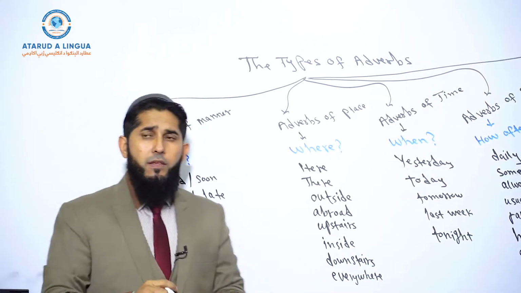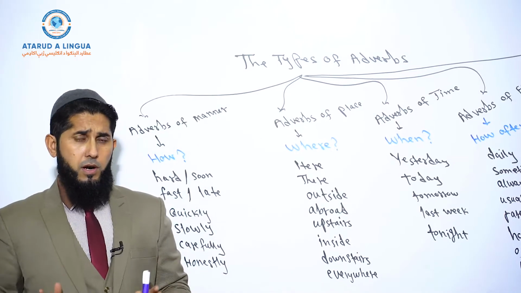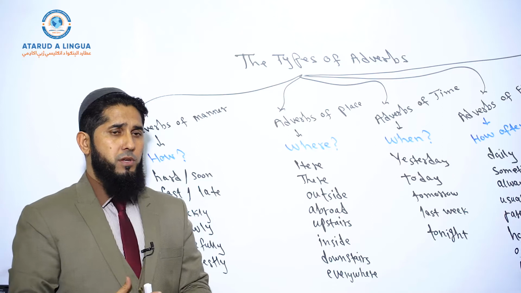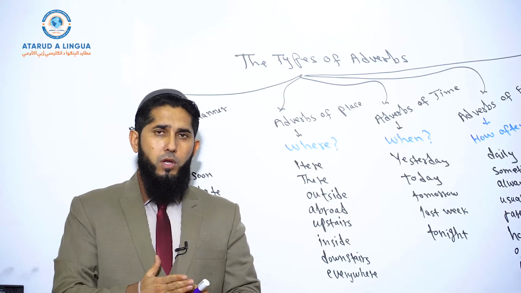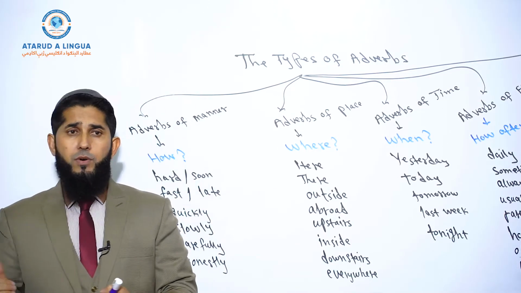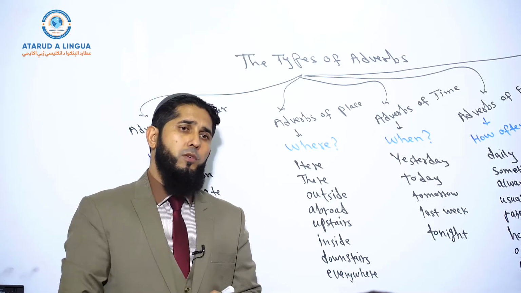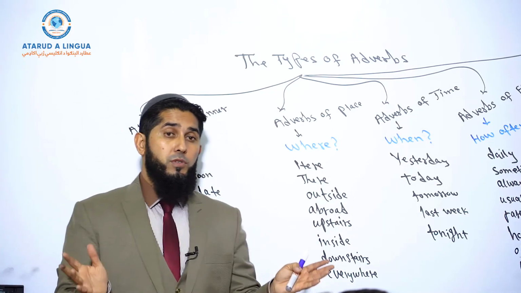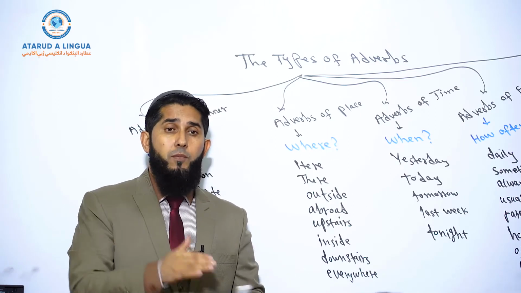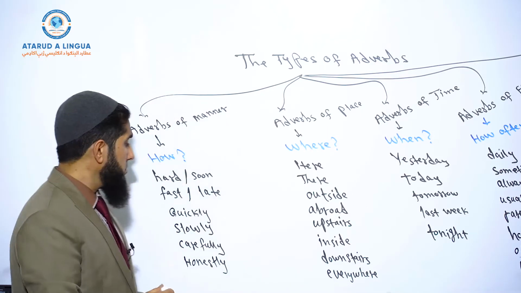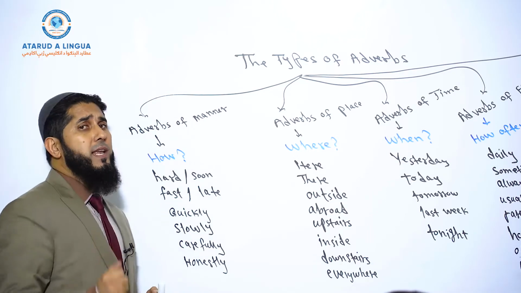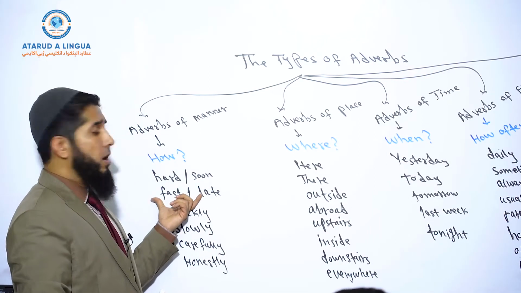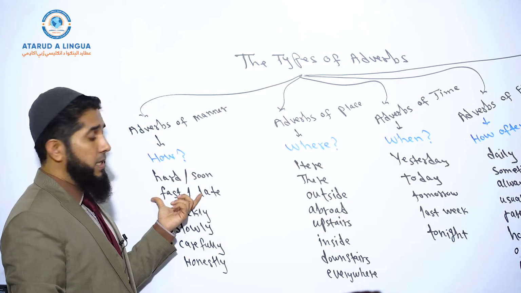Keep in mind that adverbs of manner are used in sentences to describe actions. Therefore, there must be an action verb in your sentence when you want to use an adverb of manner in that sentence. State verbs cannot be described by adverbs of manner. So we have one syllable adverbs of manner, and there are a few. The most common ones are hard and soon and fast and late.